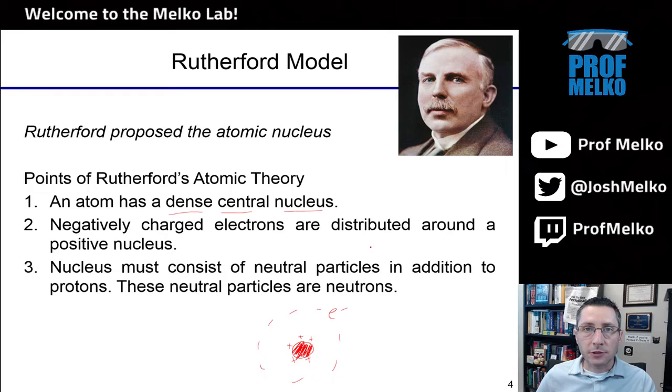Okay, Thomson said the electrons were these small pockets of negative charge. Rutherford said, no, these are distributed around this positive nucleus. They're not just everywhere throughout the positive charge, but they're distributed around this central nucleus of positive charge. Rutherford, importantly, also made this hypothesis that the nucleus contains some neutral particles. And these we'll discover later. I'll just write for now N0 for neutron. Those are the neutral particles, in addition to protons, that are found in this nucleus.